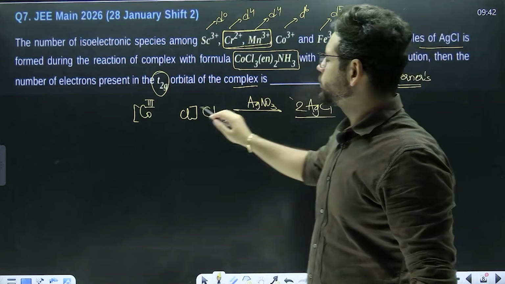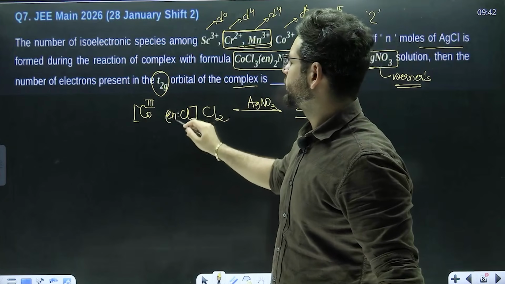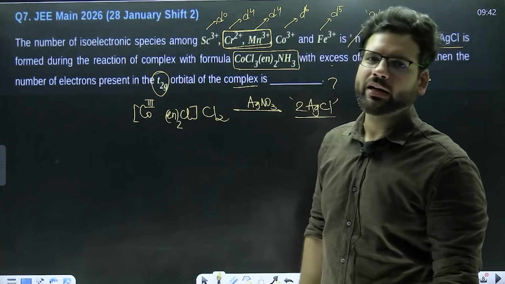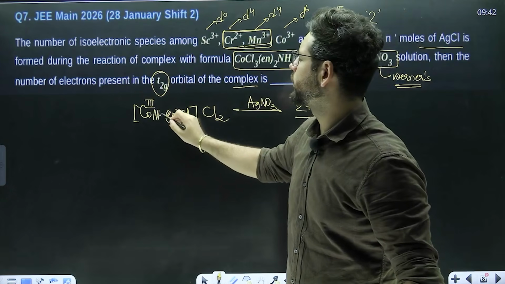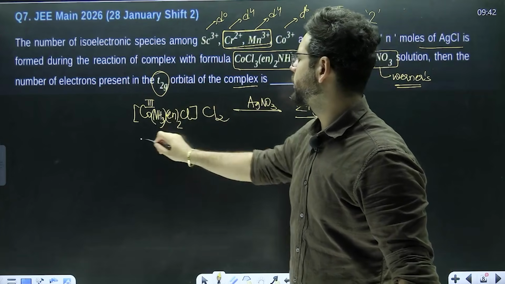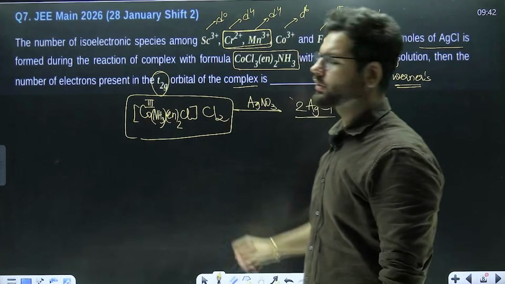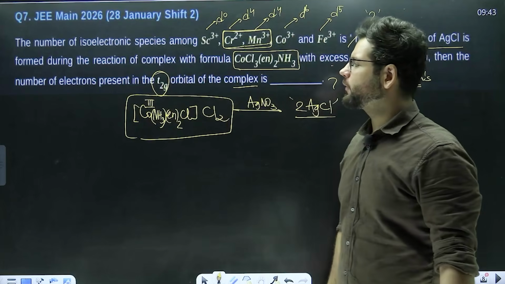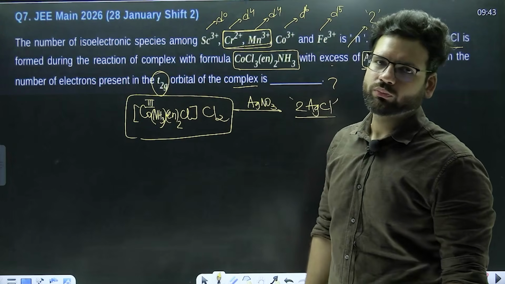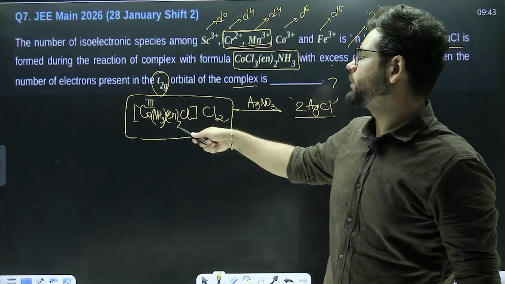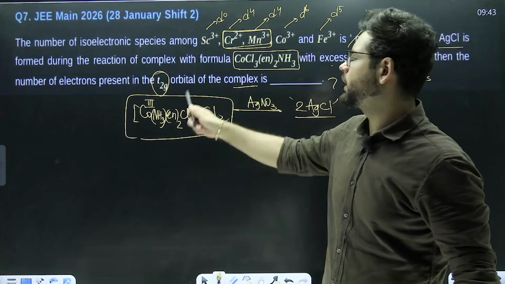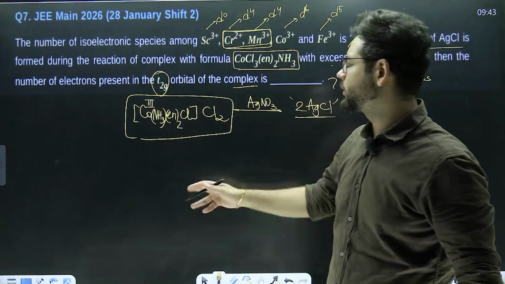The remaining two en will give coordination number 4 because these are bidentate ligands. So 4 coordination, 5 coordination, and 1 ammonia will give 6. So ammonia is also inside. This is the formula of the complex from Werner's theory: [Co(NH3)(en)2Cl]Cl2, which is amminebis(ethylenediamine)chloridocobalt(III) chloride. Correct? This is the complex.